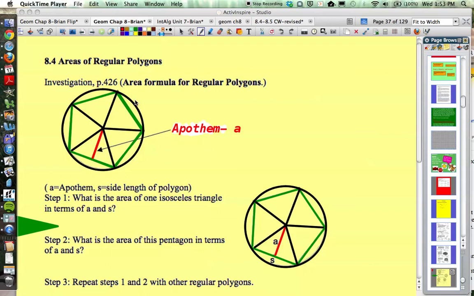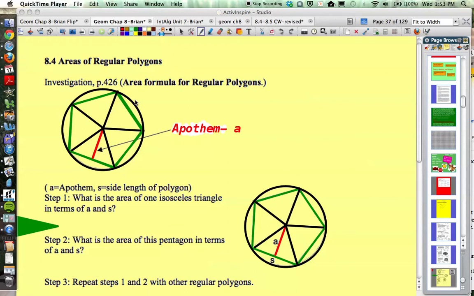Now that we've finished our work with some of our basic polygons and the area of those polygons, such as rectangles, parallelograms, triangles, trapezoids, and kites, and we've done some applications of them, we're going to move on to the areas of regular polygons, and this would be something that I believe will be new to everyone. So let's take a look at how this works.